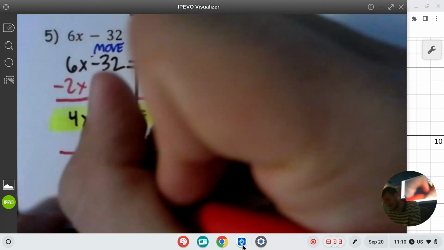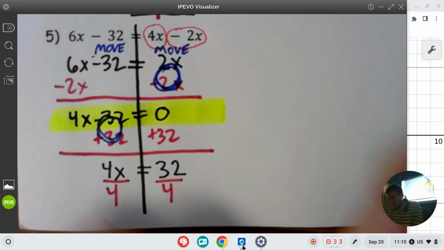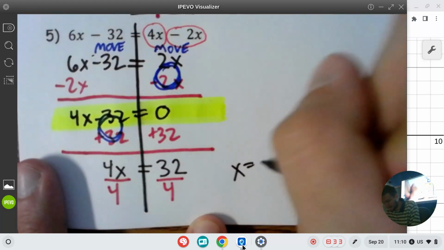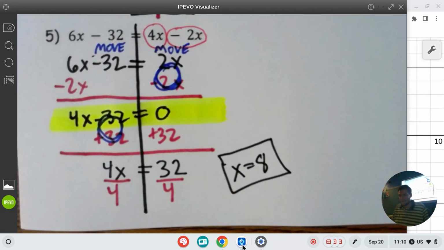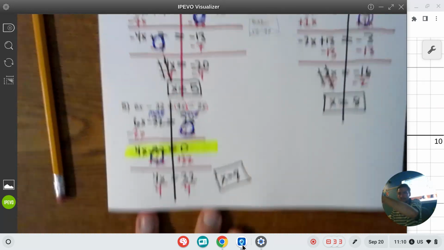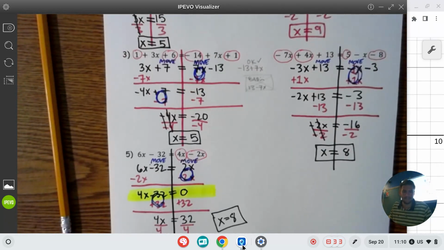Finish every question with a little divide. And what is 32 divided by 4? X equals 8. Once again. All right. We feel okay about this? Sweet. Hopefully your paper is nice and neat. We got a lot of steps. It's starting to get a little messy.